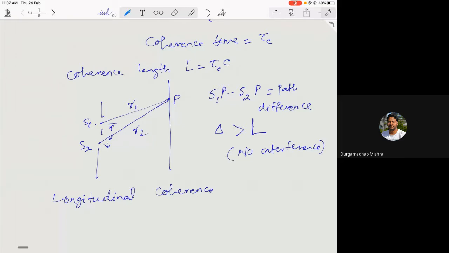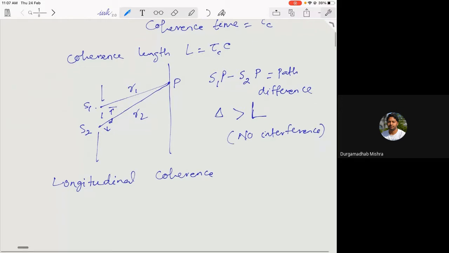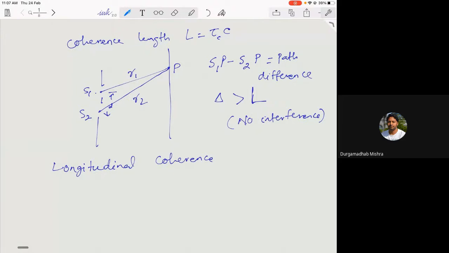So normally, if you take a laser, this coherence length is quite high, about 15 meters, and in terms of the coherence time it is about 50 nanoseconds. This also can be understood in a Michelson interferometer. Similarly, in the Michelson interferometer, the distance between the mirrors D should be less than this coherence length L.